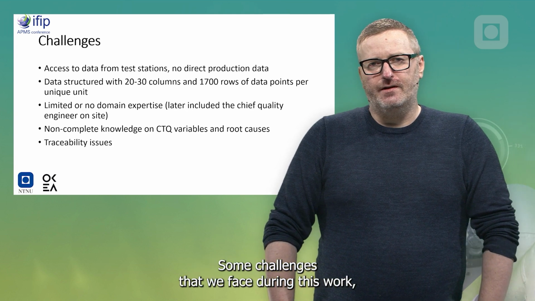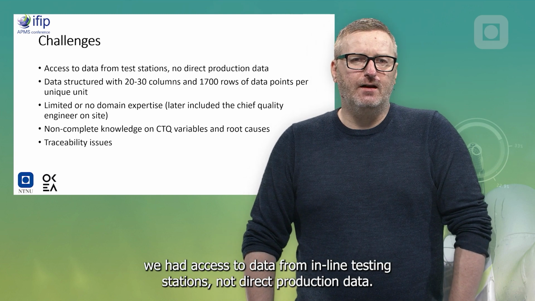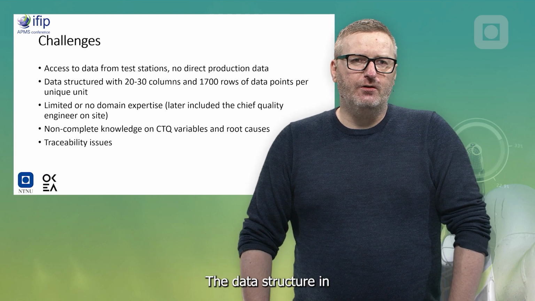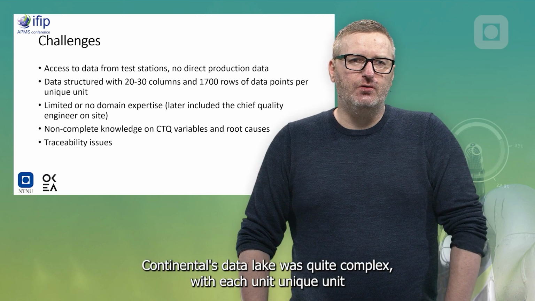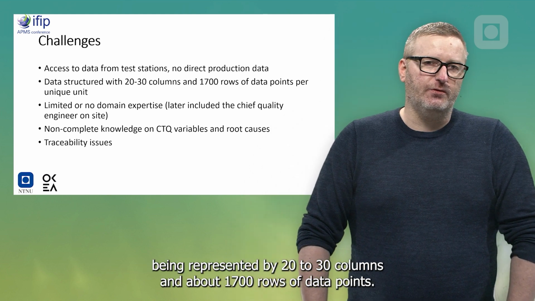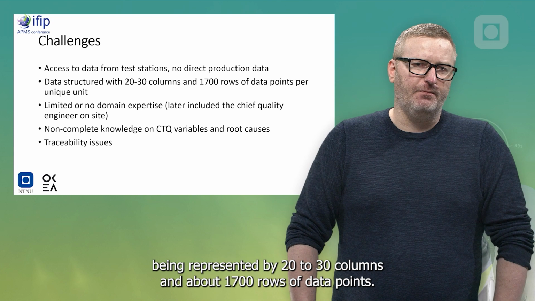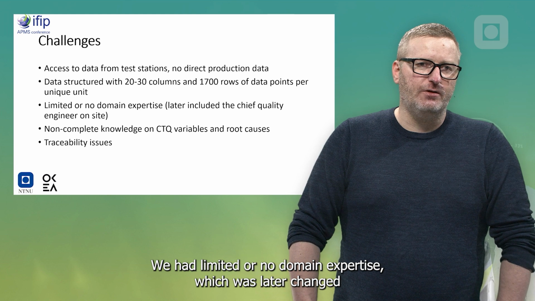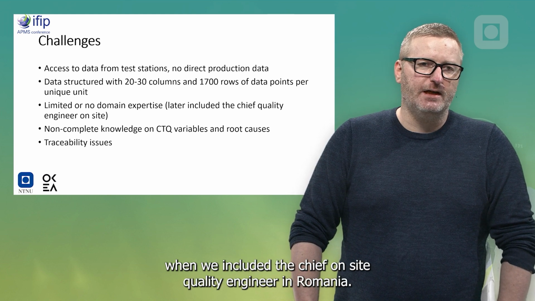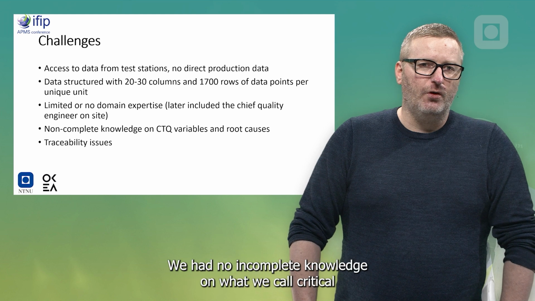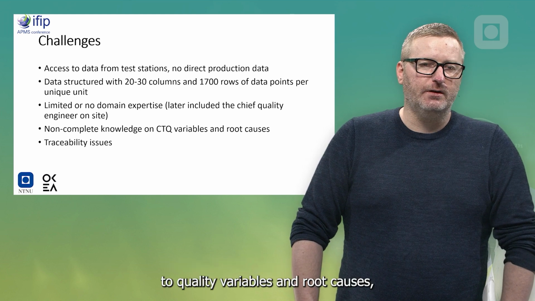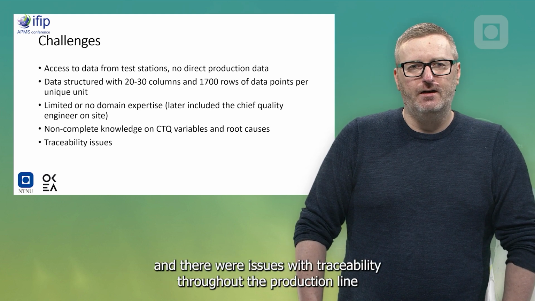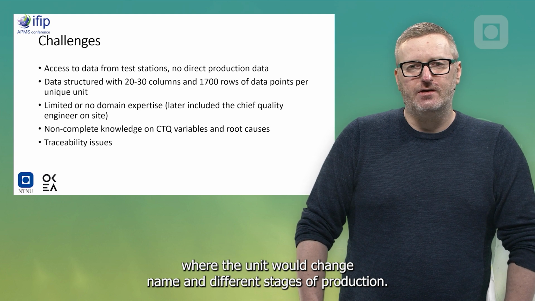Some challenges we faced during this work: we had access to data from inline testing stations, not direct production data. The data structure in Continental's data lake was quite complex, with each unique unit being represented by 20 to 30 columns and about 1,700 rows of data points. We had limited domain expertise, which was later changed when we included the chief on-site quality engineer in Romania. We had non-complete knowledge on what we call critical to quality variables and root causes, and there were issues with traceability throughout the production line, where the unit would change name in different stages of production.